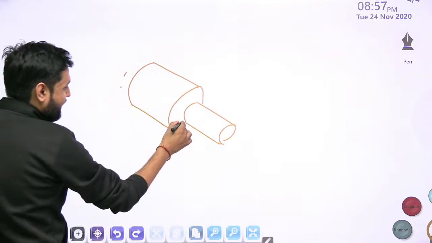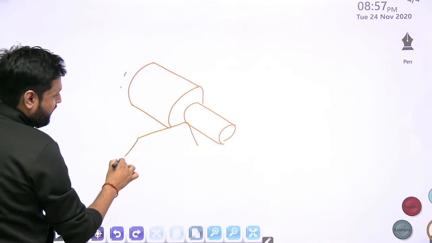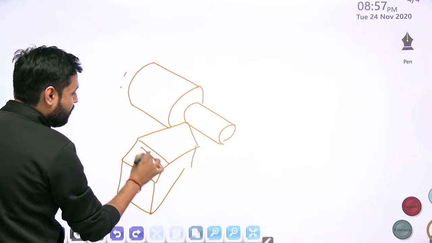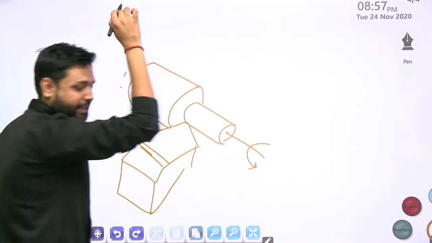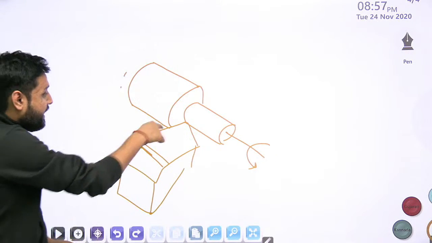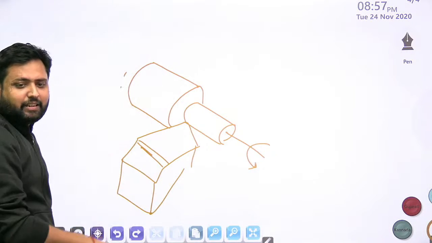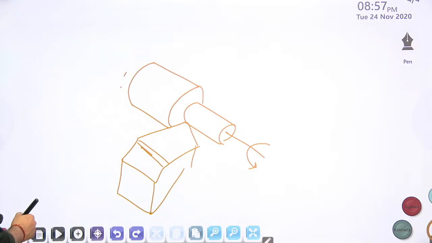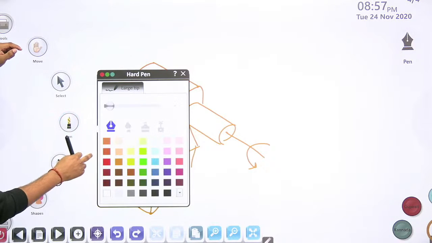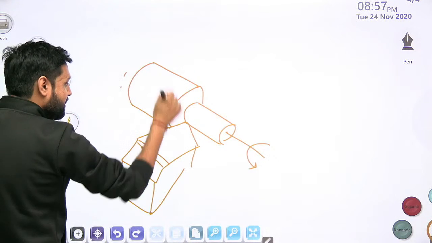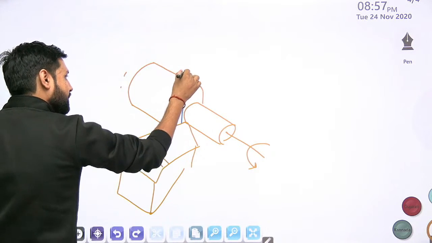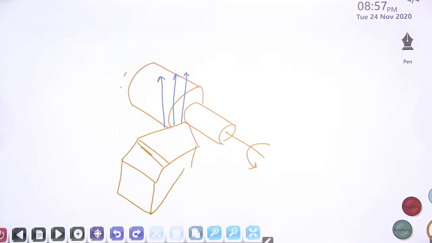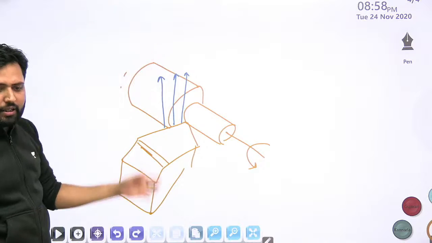This is a workpiece and this is your tool. The tool is machining the workpiece like this. Look at this, the workpiece is rotating. As the workpiece is rotating, it is forcing the cutting edge in the downward direction. So the cutting edge is forcing the workpiece in the upward direction, like this. So this is one of the forces, the cutting force actually.